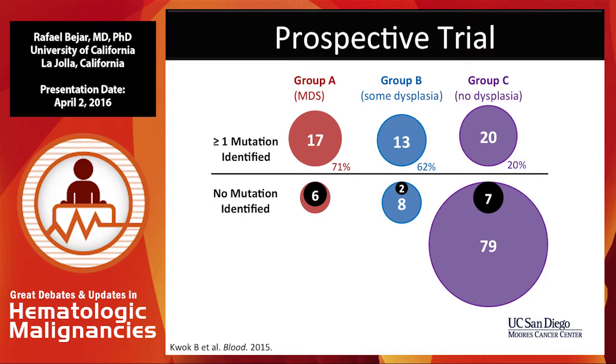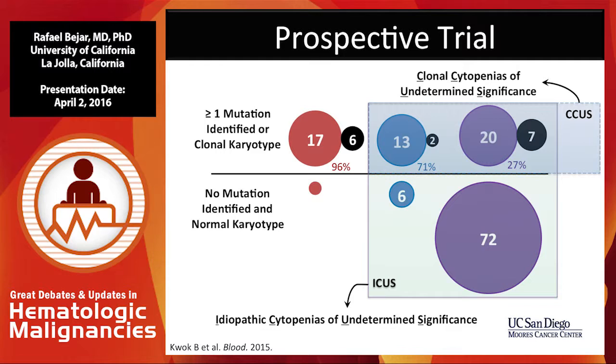If we put that together with the few patients that also had chromosomal abnormalities, we can find that almost every MDS patient had evidence of clonality. 70% of those patients with some dysplasia had evidence of clonality, and 25 or 27% of patients that had no evidence of dysplasia whatsoever had evidence of clonality. So on average, of the patients that weren't diagnosed with MDS, about 40% could be found to have either a mutation or a chromosomal abnormality that was acquired.